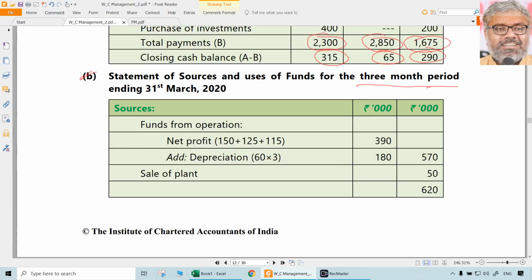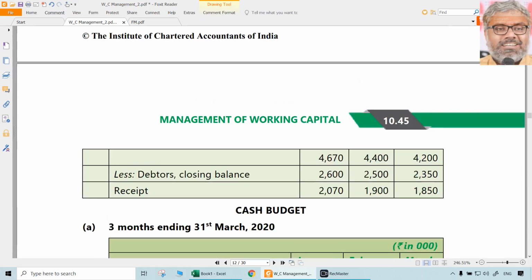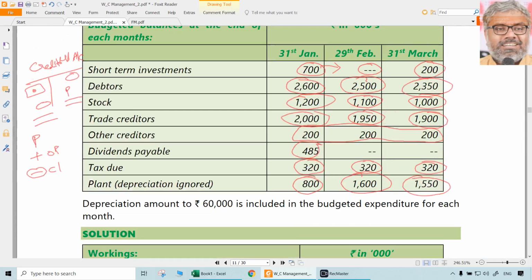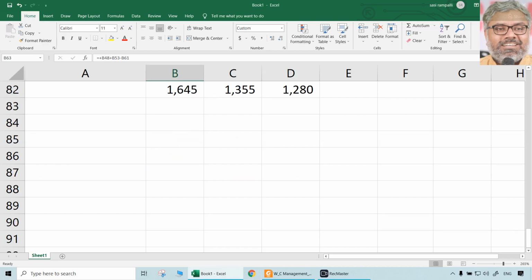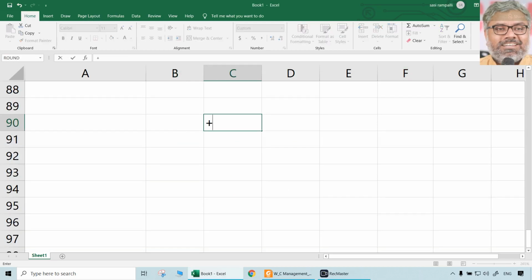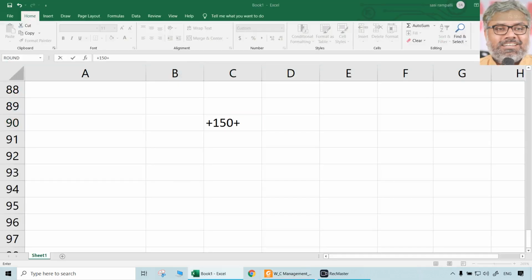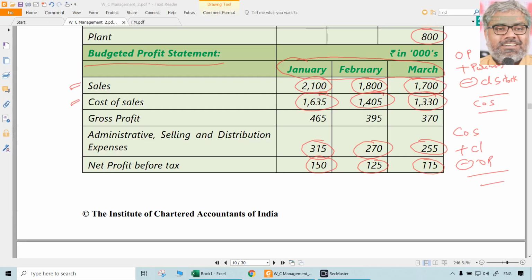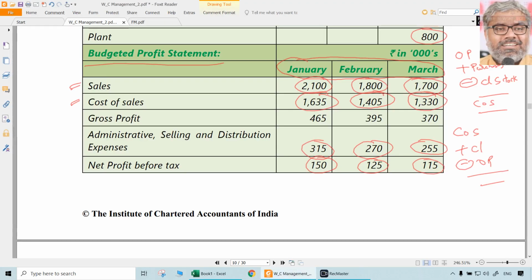First of all, you have to start with net profit. Whatever the net profit that is given in the question. What was the net profit given in the question? Means the budgeted net profit. 150, 125, 115. So all of them can be added because we are calculating for the 3 months period, not month wise. So 150 plus 125 plus 115. That is net profit. First starting point.